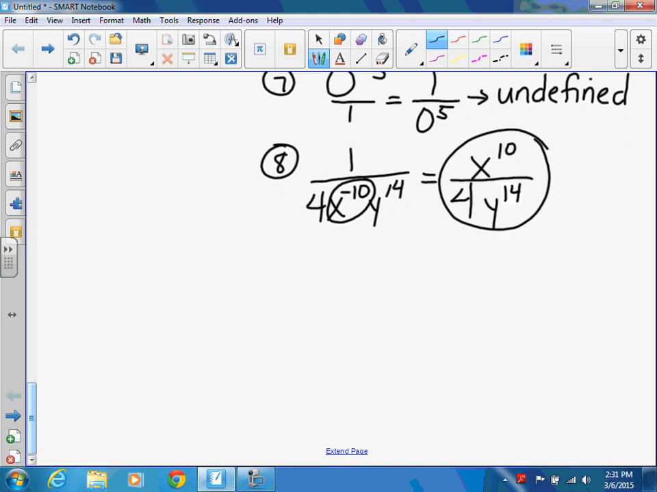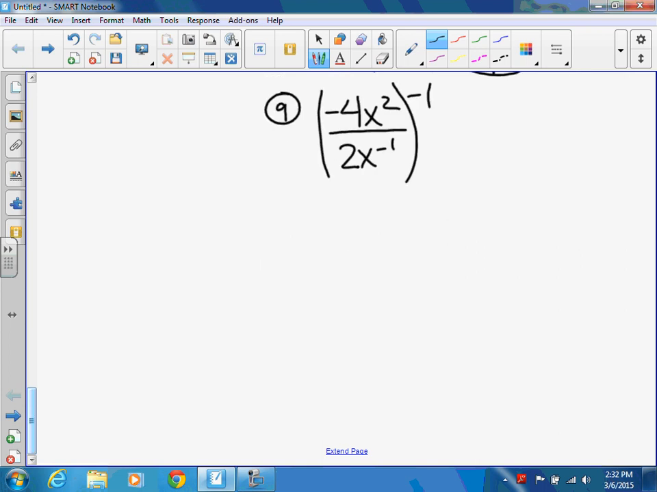Notice there's no negative exponents and there's no evaluating that I need to do or simplifying. And then the last one that we'll take a look at through your notes is one that looks like this. I have negative 4x squared over top of 2x to the negative 1, and all of that is raised to the negative first power. When a problem looks like this, it has several properties involved in it.